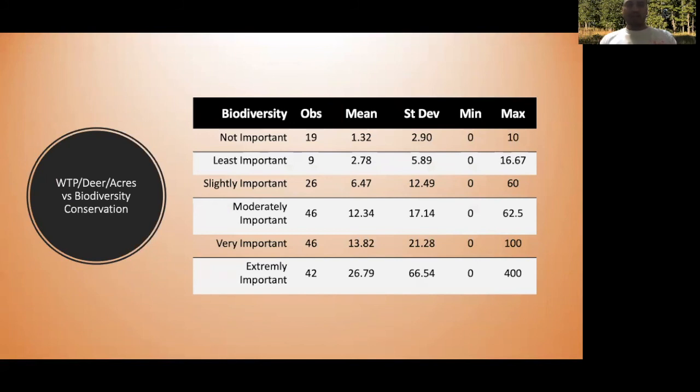Landowners who prioritize biodiversity conservation as an extremely important land management objective are also willing to pay the highest average dollar amount for deer management. They also have the highest maximum willingness to pay. Their average willingness to pay per year per acre is $26.79, which is almost double the second highest category. The maximum willingness to pay per year per acre is $400. The second highest category is those landowners who prioritize biodiversity as a very important land management objective. In general, landowners having a goal of maintaining biodiversity on their land have higher willingness to pay per year per acre.